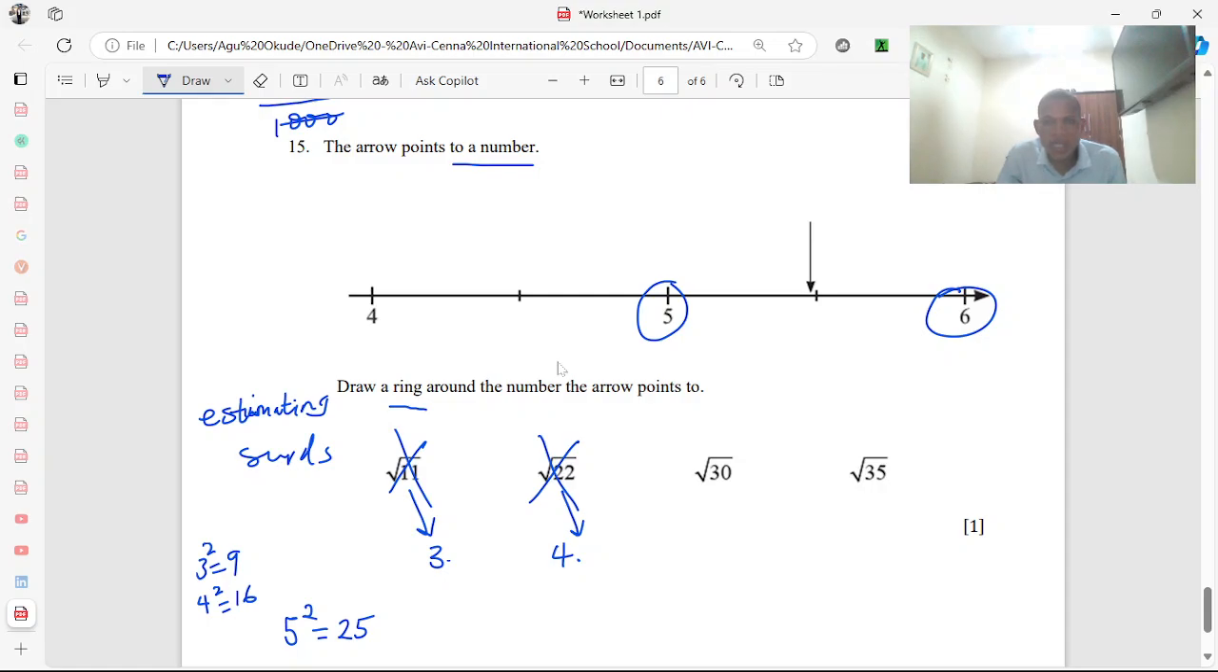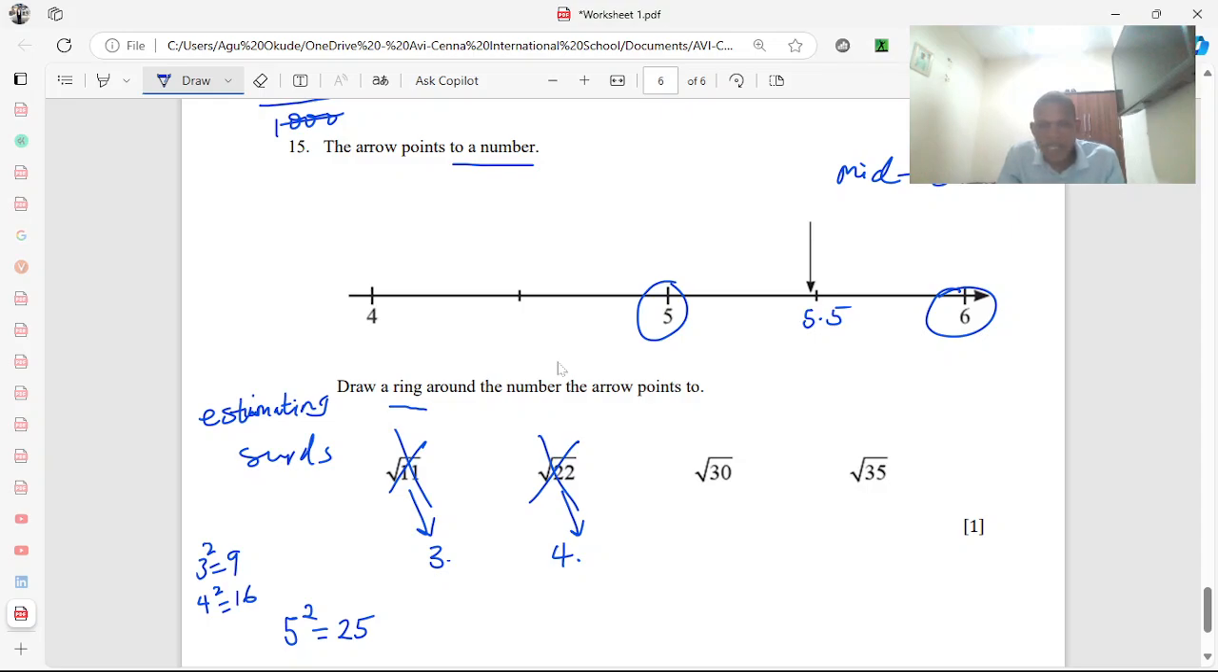Now for us to be sure of this, pay attention. This mark here is midway. That's midway, okay? It's midway between 5 and 6, and that's 5.5, right? Yes, so this is midway. Now look carefully. My arrow is before 5.5. So which means the answer I'm looking for should be less than 5.5, right? So my arrow is pointing to a number below or less than 5.5, of course.